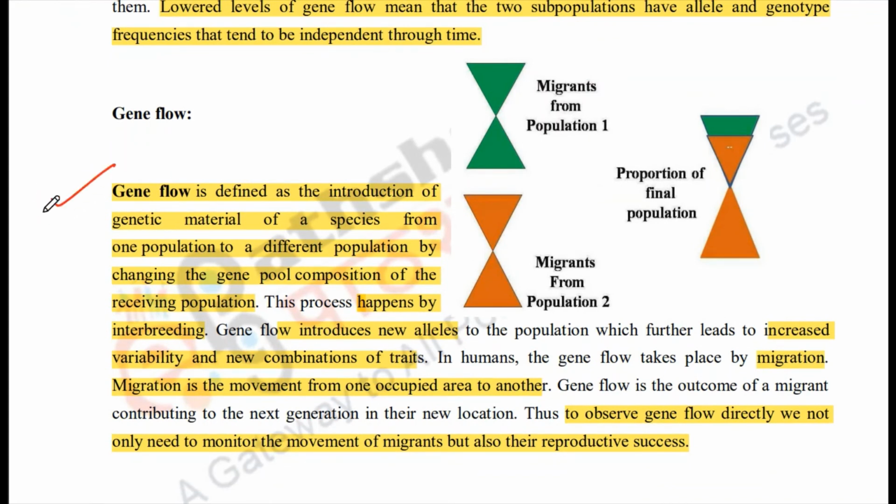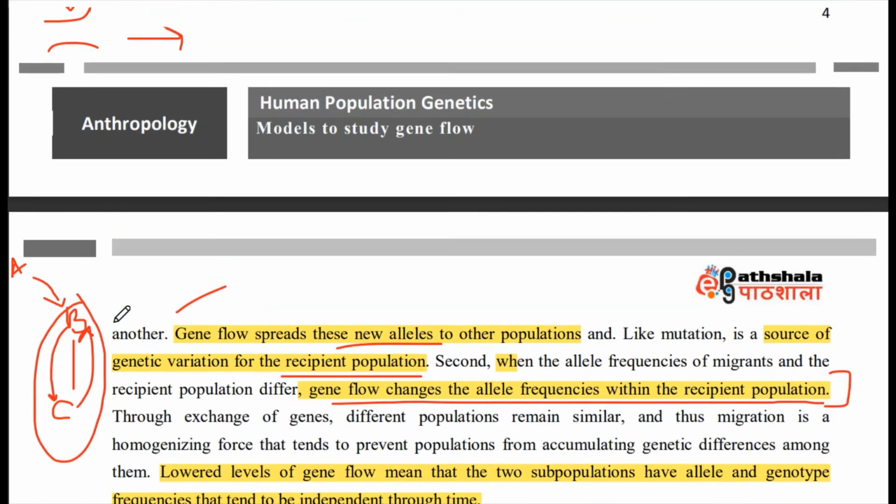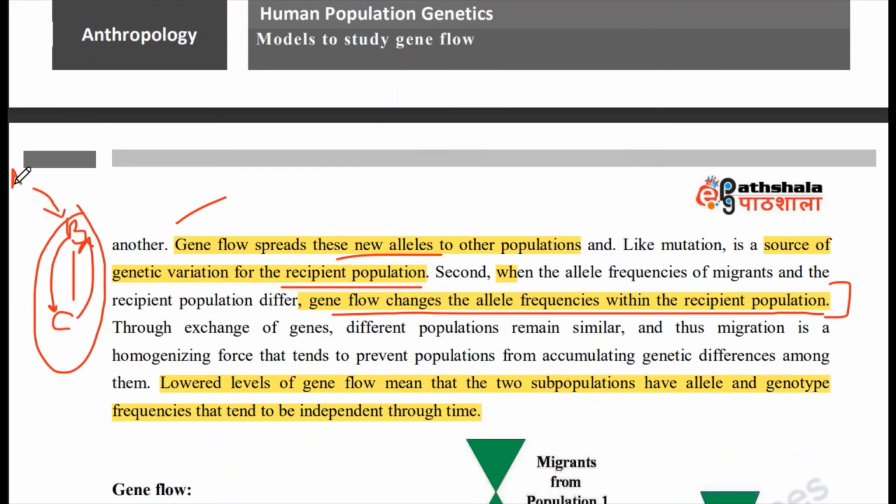So what is the definition of gene flow? It is defined as the introduction of the genetic material of a species from one population to a different population, changing the gene pool composition of the receiving population, right? So the gene has flown from A to B, and B has affected the gene pool of C as well. So the gene has flown from A to C.